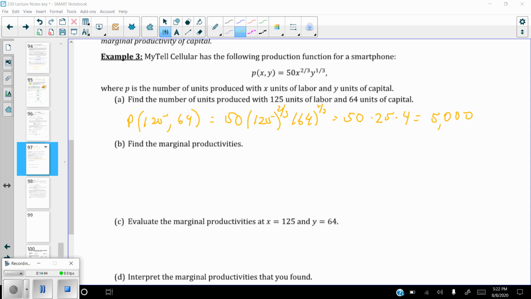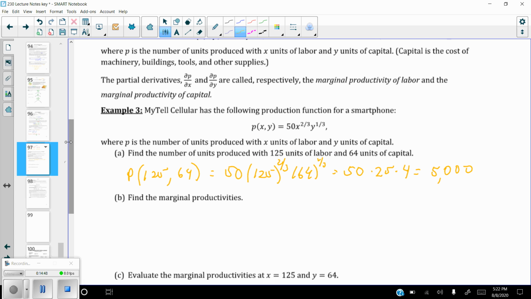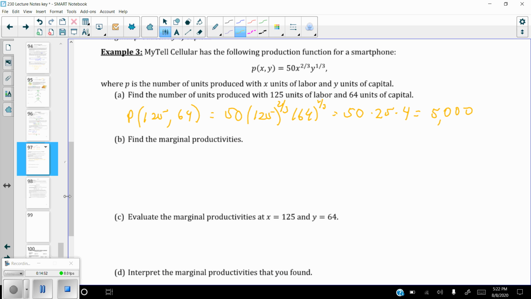Now, if we want to find the marginals in part B, as it says up here, the marginals are just going to be the partial derivatives. So let's go ahead and do the partial derivatives. The first one we're going to do is P sub x, and that's going to mean that the y part is held constant, so it doesn't change. So all we're going to do is take the derivative of the x part.